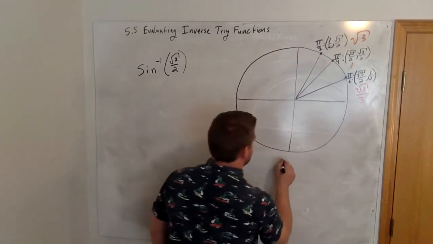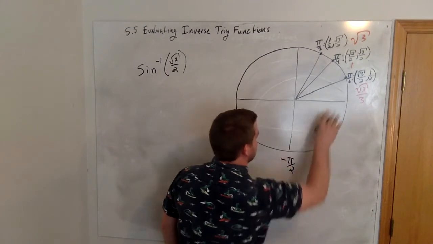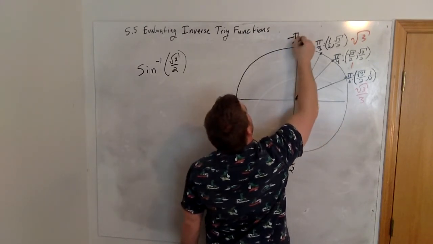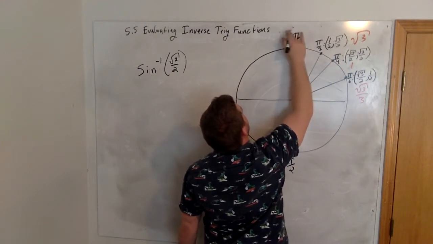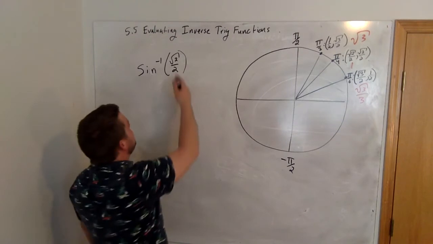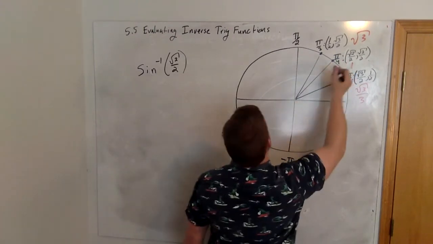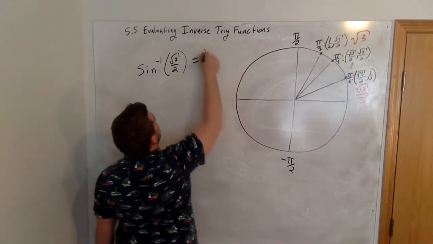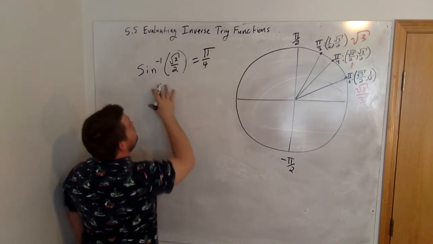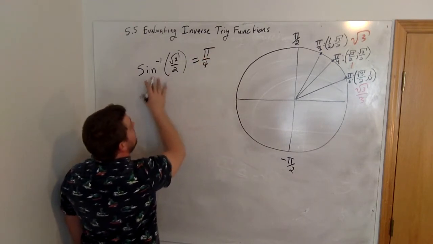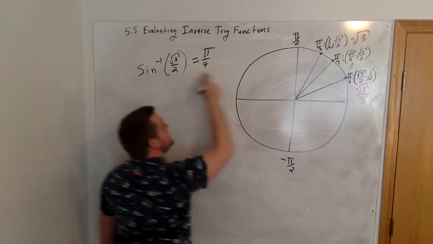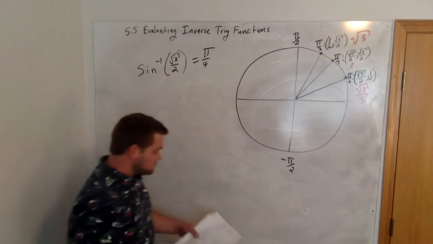So maybe I should write that. This is negative pi over 2. It just means we're rotating clockwise. And here is pi over 2, except with no negative. Okay. Well, just looking at the unit circle, when do I get a height of root 2 over 2? Well, that's at pi over 4. So the answer is pi over 4. This is asking what angle between negative pi over 2 and pi over 2 gives you a height on the unit circle of root 2 over 2. The answer is pi over 4.